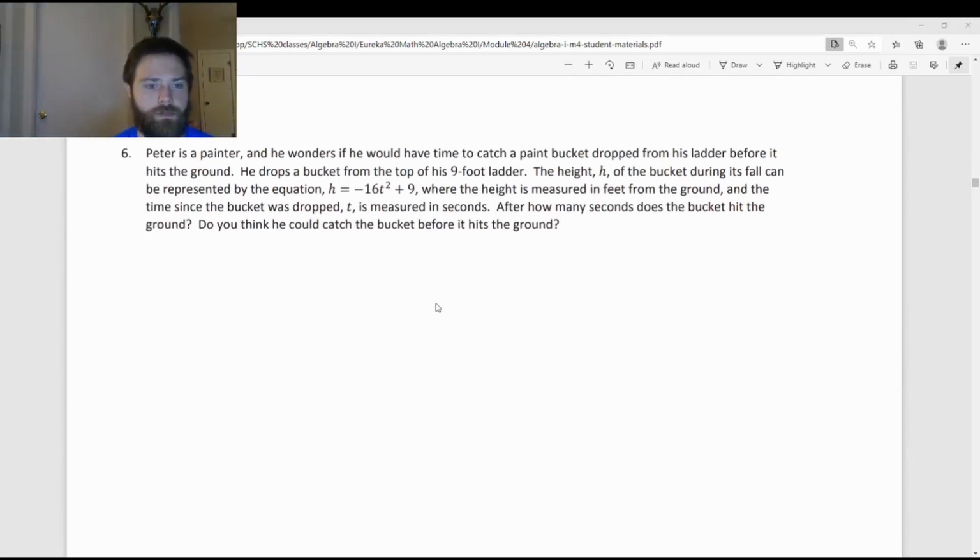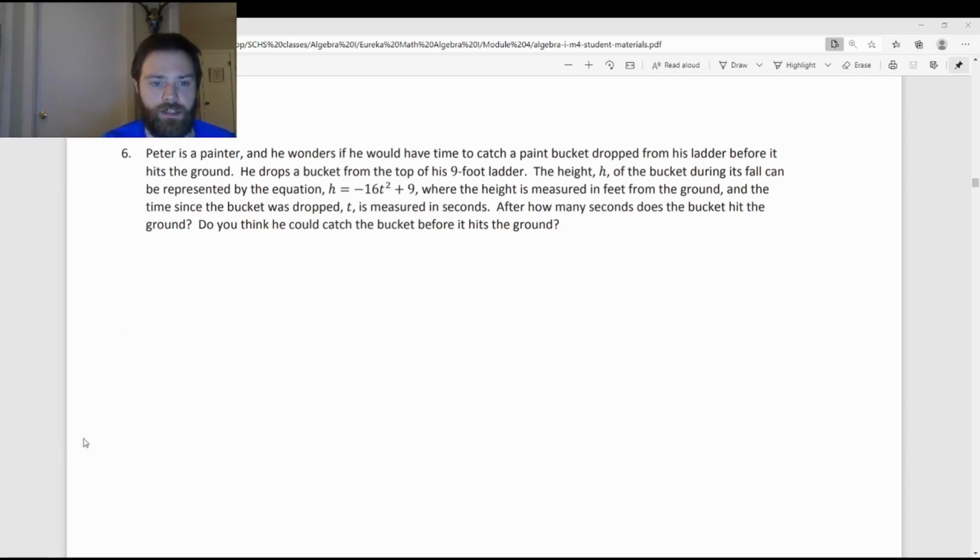Okay, so Peter is a painter and he wonders if he would have time to catch a paint bucket drop from his ladder before it hits the ground. He drops a bucket from his 9-foot ladder. The height h of the bucket during its fall can be represented by the equation -16t squared plus 9, where the height is measured in feet from the ground and the time since the bucket was dropped, t, is measured in seconds. How many seconds until the bucket hits the ground? Do you think you could catch the bucket before it hits the ground?